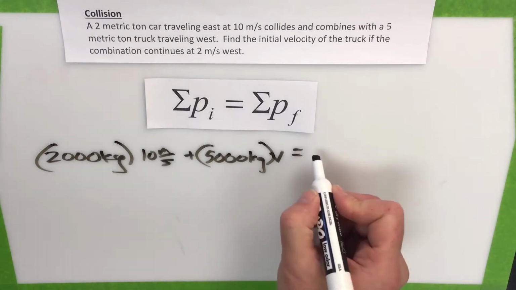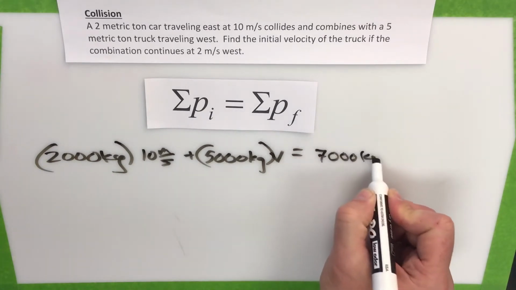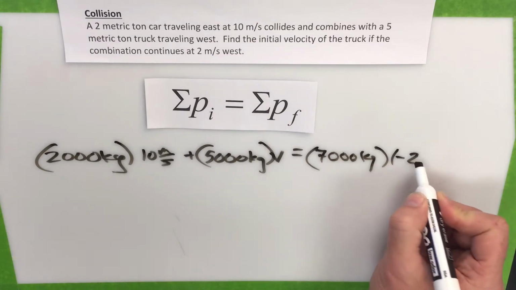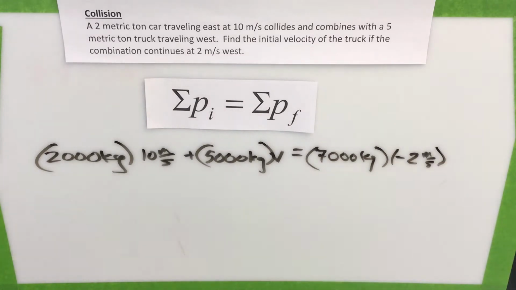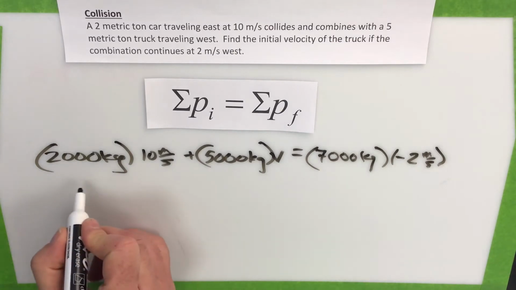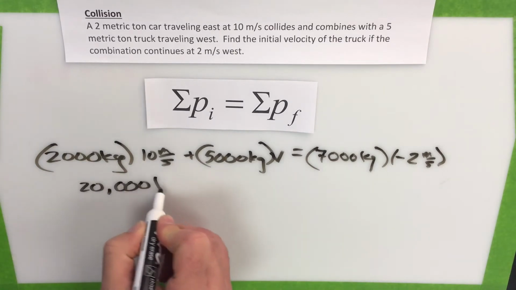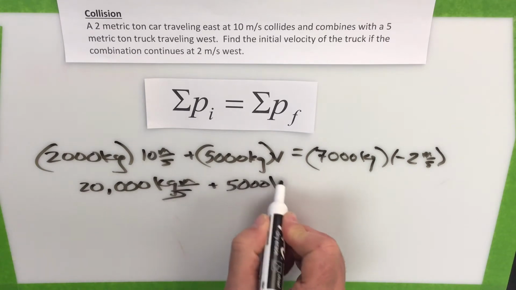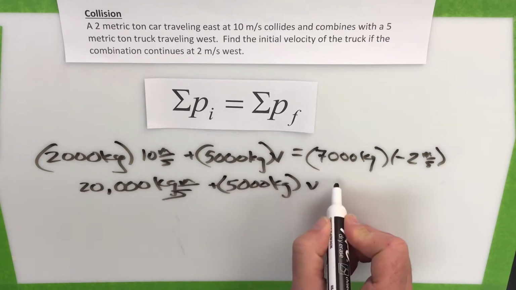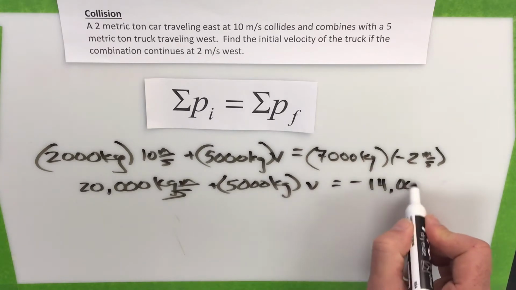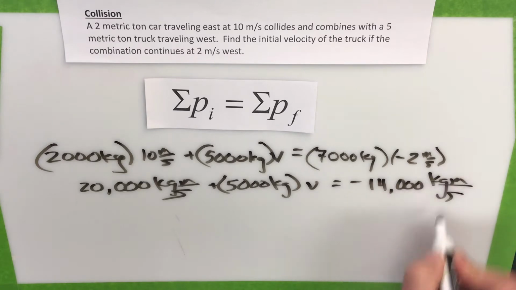Combination is 7,000 kilograms. 7,000 kilograms multiplied by 2 meters per second west, which, remember, these velocities have a direction, momentum has a direction, and so you have to put a negative in there. 2,000 times 10 is 20,000 kilogram meters per second, plus 5,000 kilograms times v equals negative, you're going to drop the negative, so watch for that, 14,000 kilogram meters per second.